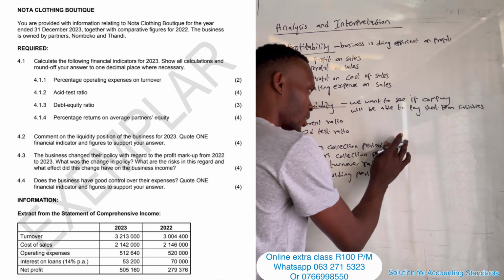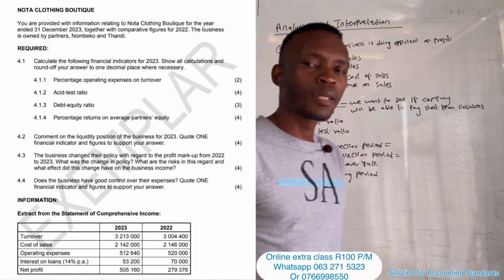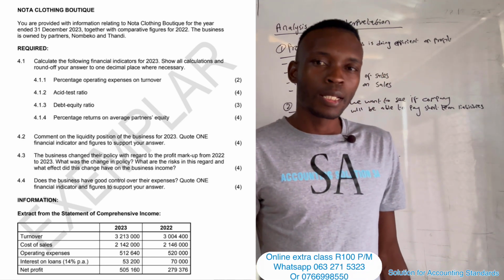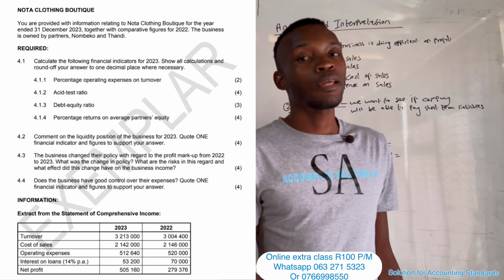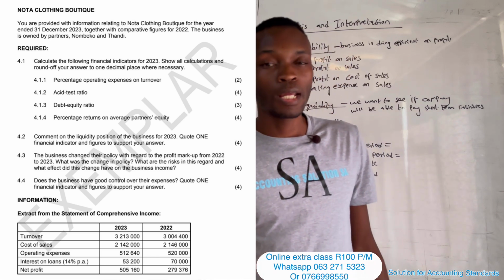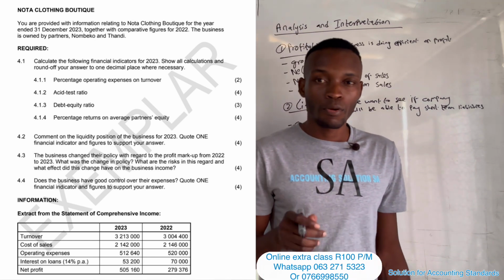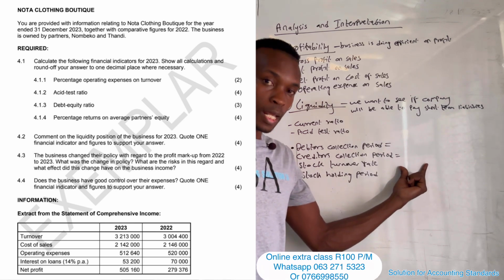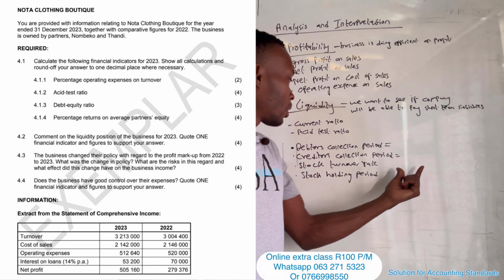Creditors payment, how long is it going to take for us to pay our creditors? Guys, we must pay them within 30 days. If we pay them after a long time, we are going to have a problem. Why? Because they are going to charge us interest if we pay later.